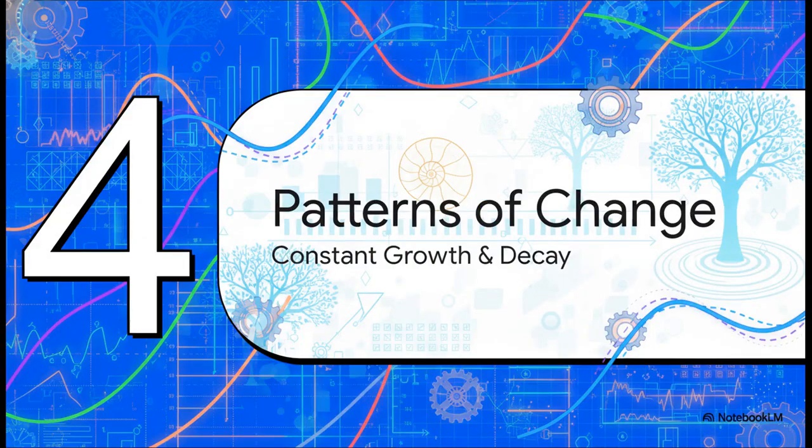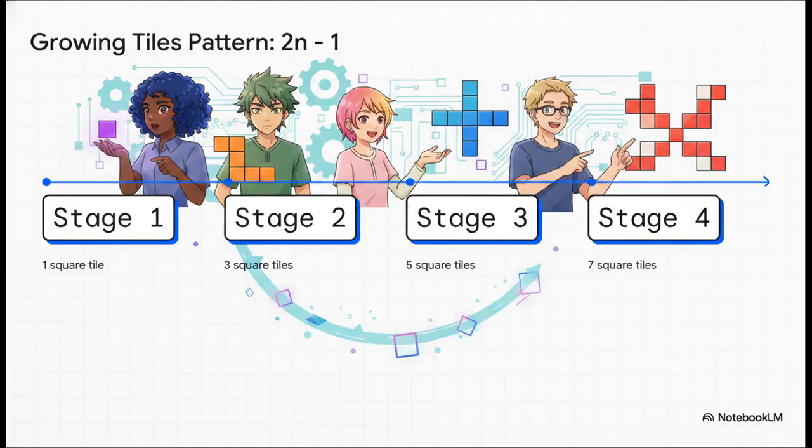You know, this simple, predictable machine, it's not just some abstract math concept. It's actually the engine that drives tons of patterns of steady growth and decay that we see in the real world all the time. Just look at this pattern of tiles. At each new stage, what happens? We add exactly 2 more tiles. Stage 1 has 1, stage 2 has 3, stage 3 has 5. See, the amount of change is constant, and that whole pattern can be perfectly described by the linear formula 2n minus 1, where n is just the stage number.